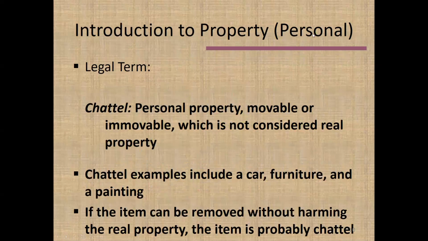Okay, so now we're flipping back to personal, and we're going to talk about chattel. Chattel is personal property that isn't real property. It can be movable or it can be immovable. It's usually going to be tangible. In fact, I'd say it's always going to be tangible. So this could be a car, furniture, a painting. Those are examples. It can also be something that is not easily moved, but still isn't real property.